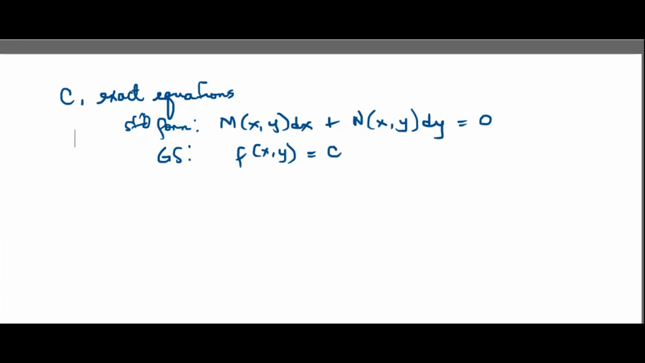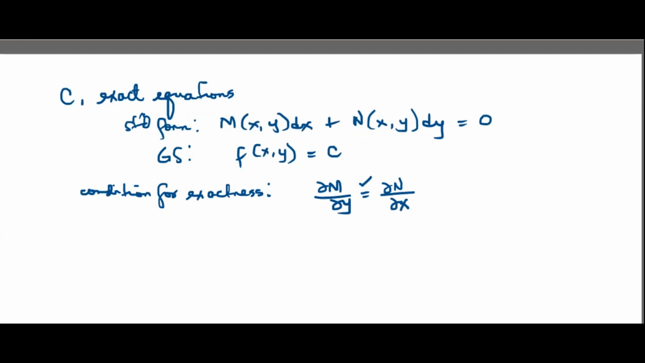Okay? So, paano mo na malalaman if it is exact? So, we need to check the condition for exactness. And the condition for exactness is that the partial derivative of M with respect to y should be equal to the partial derivative of N with respect to x. If the two are equal, therefore exact. But if the two are not equal, therefore gagamitan natin nung susunod na procedure na integrating factor.